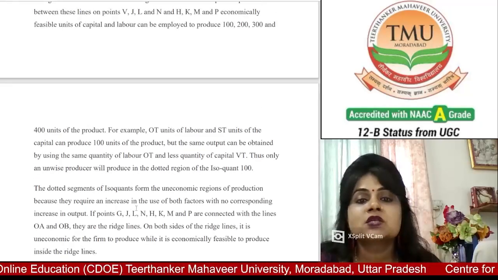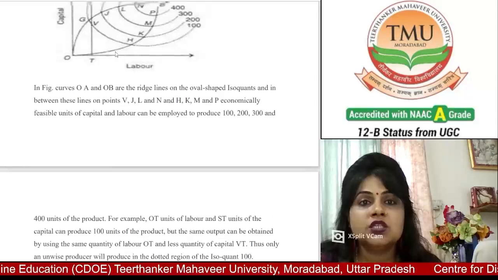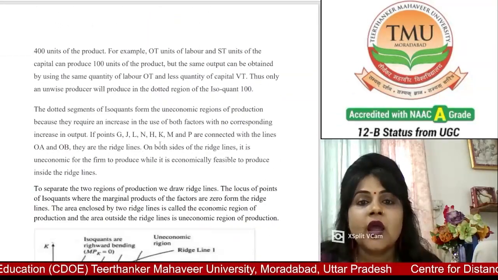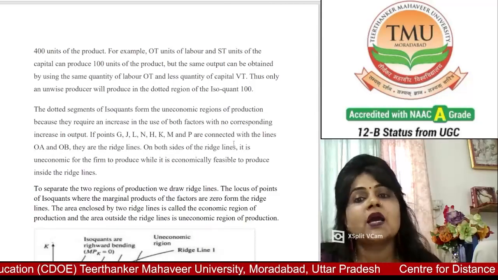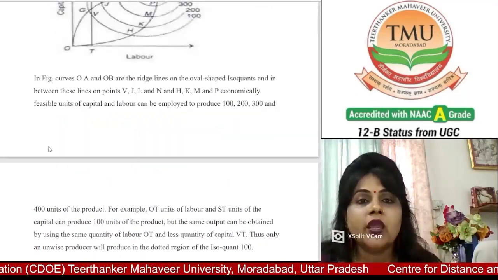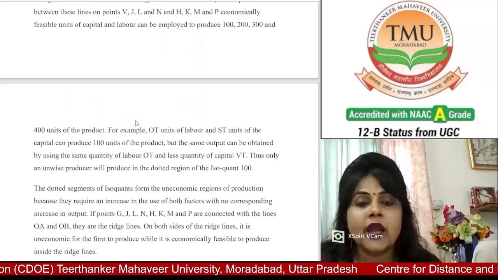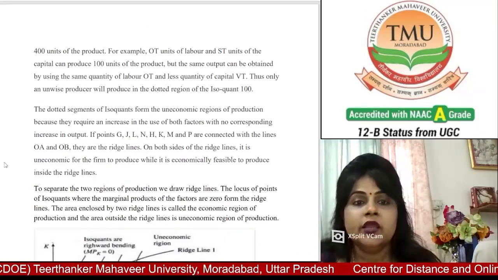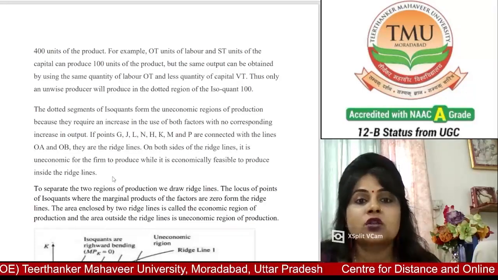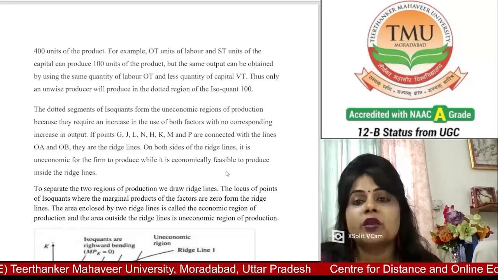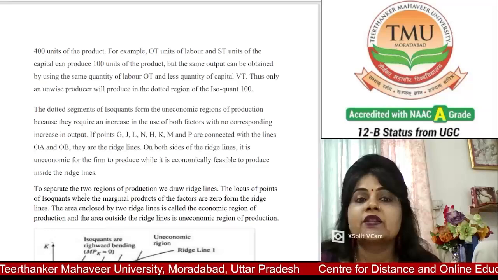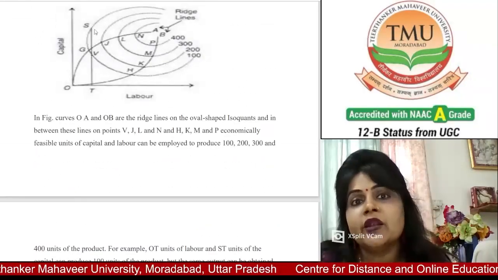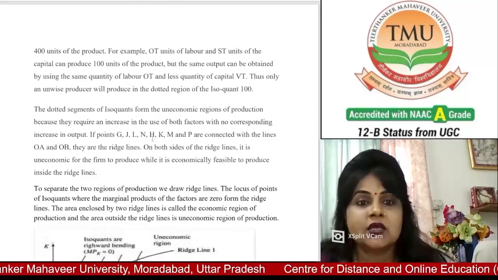If the points G, J, L and H, K, M, P are connected with lines, OA and OB are the ridge lines. Outside the ridge lines, it is uneconomical for firms to produce, while it is economically feasible to produce inside the ridge lines. So the part inside the ridge lines is economical, and the rest is the uneconomical area.